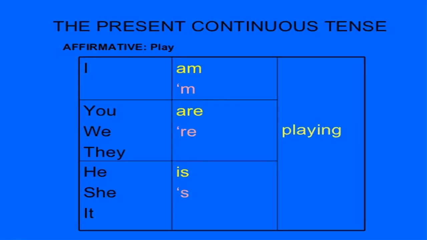Now see, in affirmative, if I am talking about, then I am, and if the verb is play, that means first form plus ing, that becomes playing. So, I am playing. If the subject is you, we or they: you are playing, we are playing, they are playing. If the subject is singular, then the auxiliary is: he is playing, she is playing, it is playing.